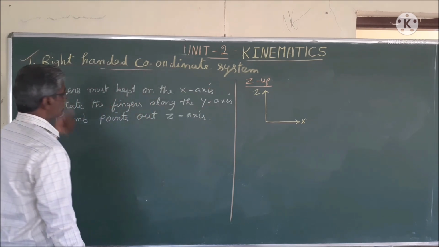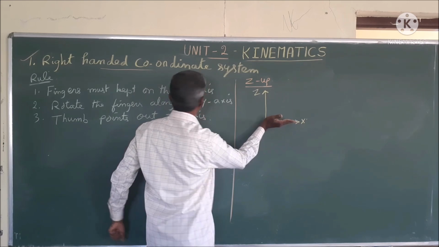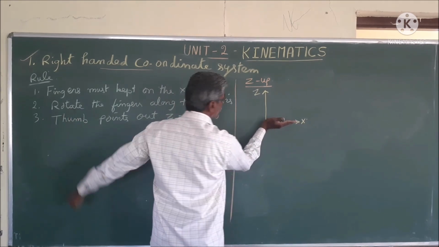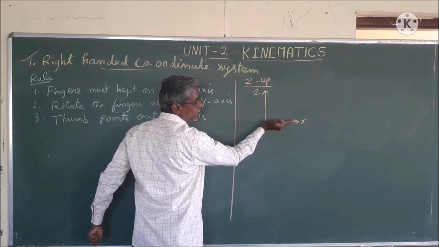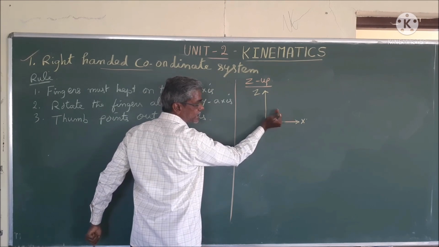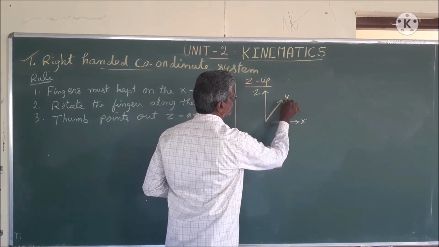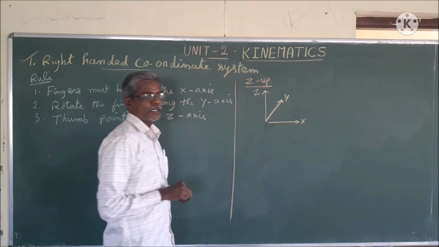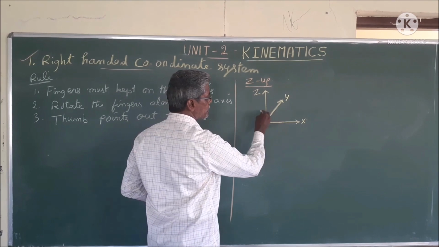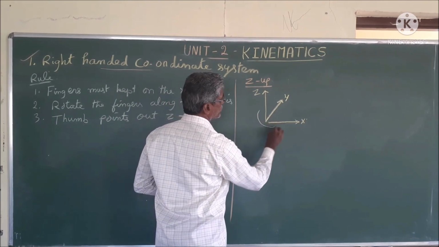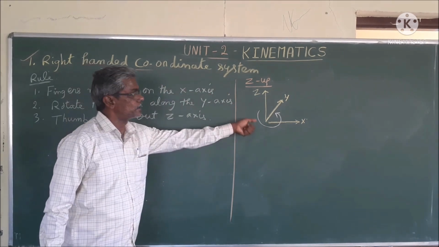Now what is the first rule? Fingers must get on the x-axis. Okay. Next, what is the second rule? Rotate the fingers. See, I am rotating it. The fingers are coming inside. So my y-axis will be inside. So, in which direction does it rotate? It will be in anti-clockwise direction. This is the right-handed coordinate system.